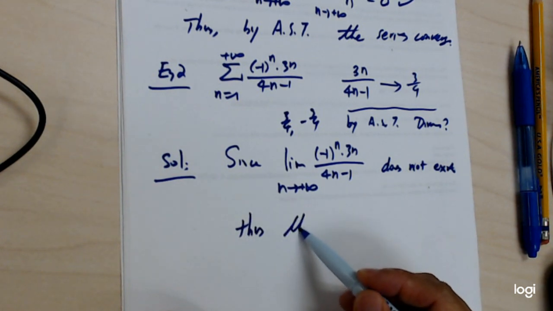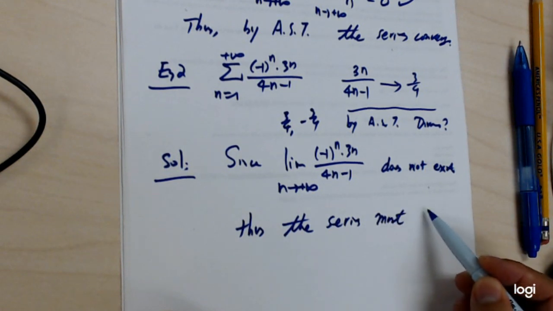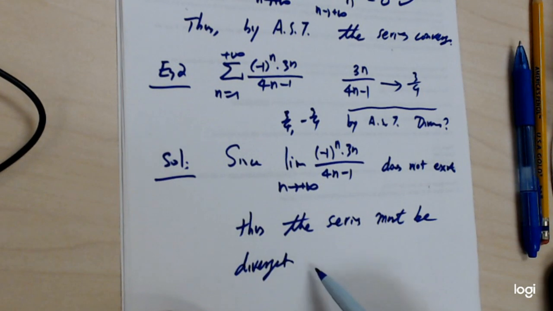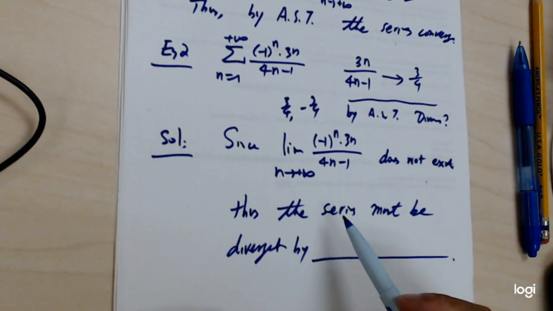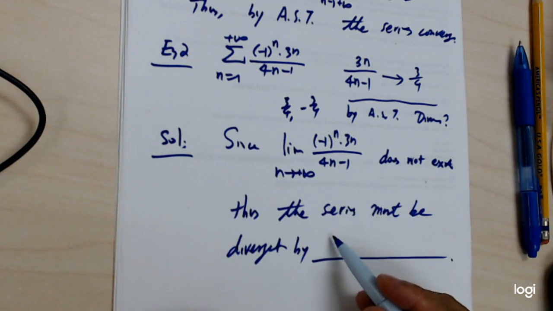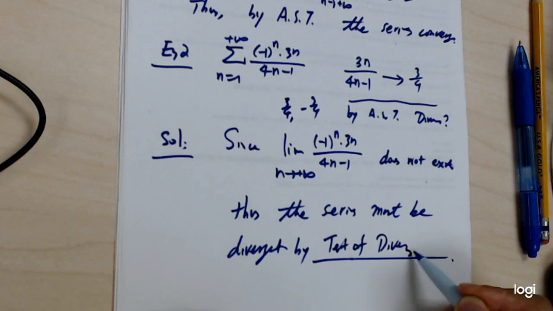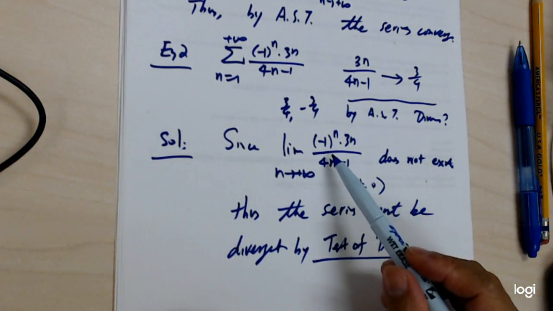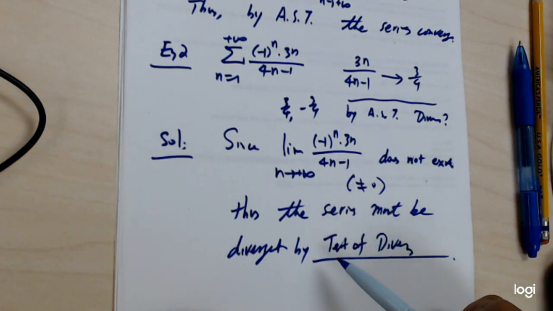Thus, the series must be divergent. By what test? By the test of divergence. The test of divergence says that as long as the limit of this term does not equal 0, then the series must be divergent. And that's what the test of divergence says.